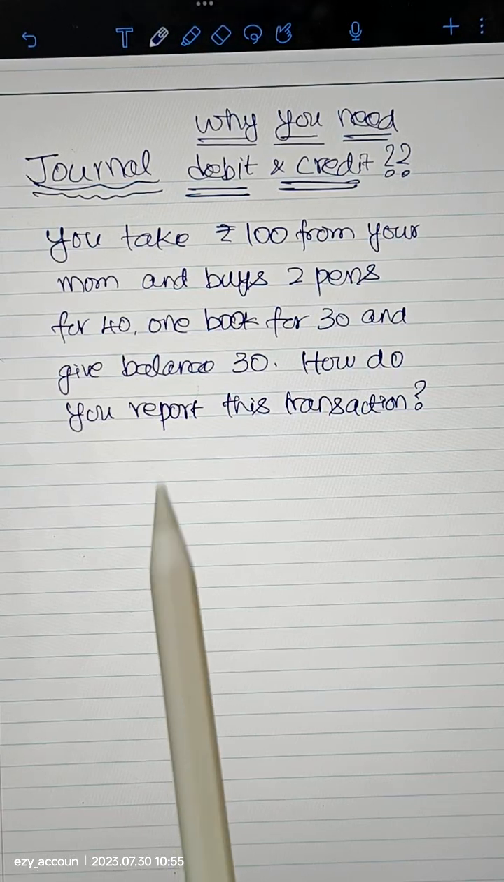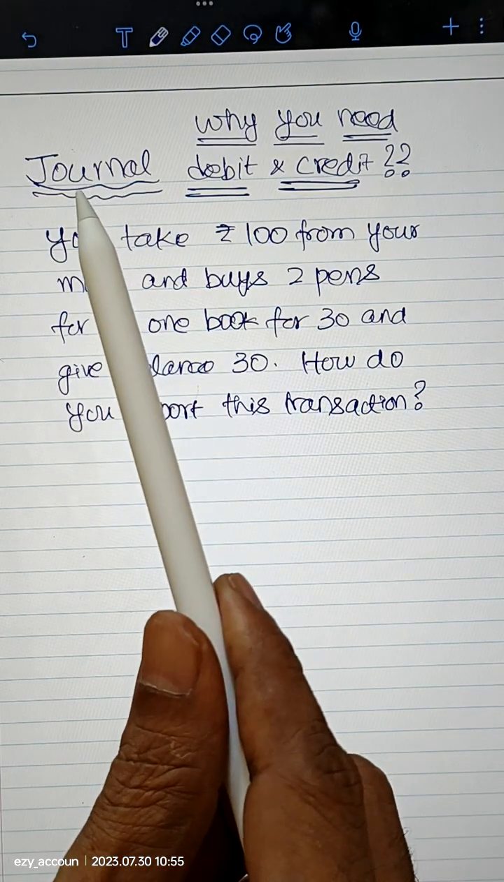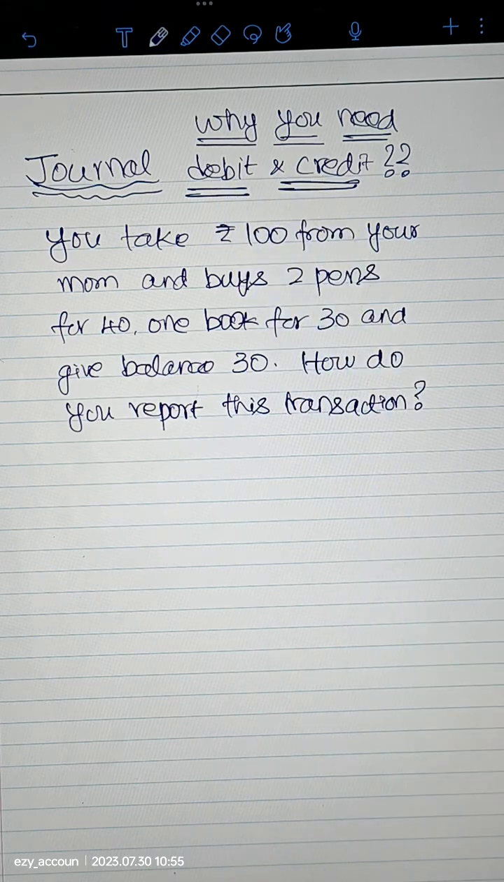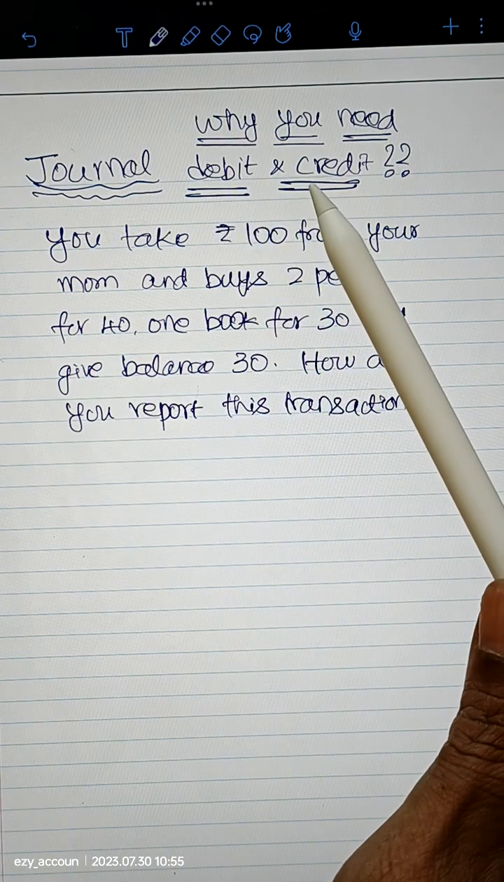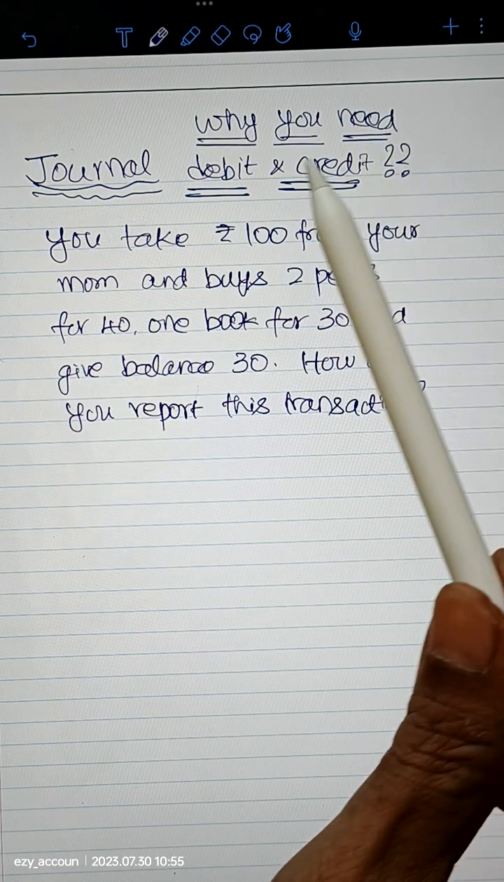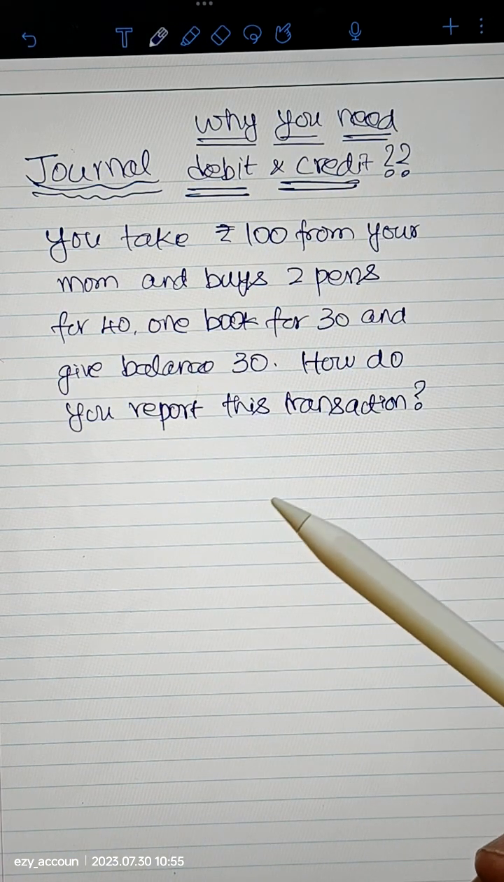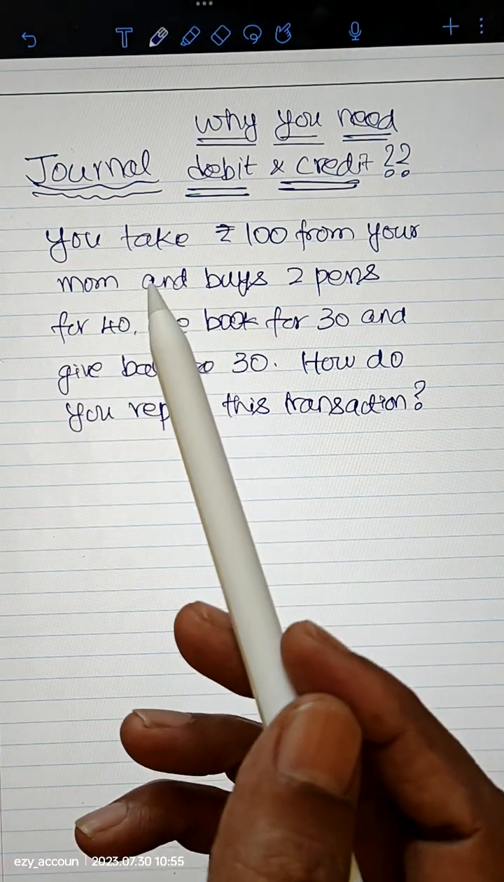Hello students, in accountancy or in journal entry, we always come across two terms, debit and credit. So in this class, let us see why you need debit and credit. Before I explain the accounting concept, let us take a small example.